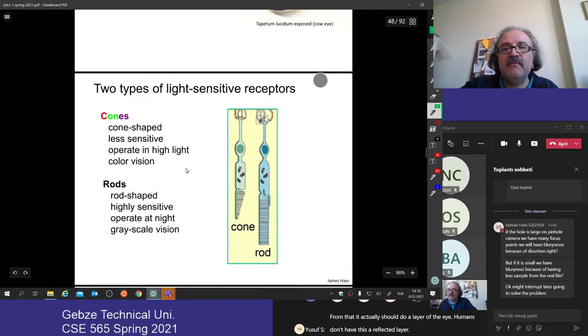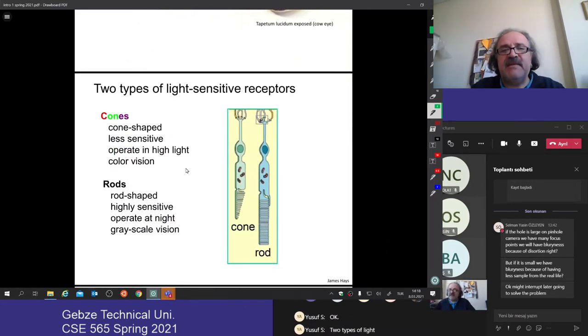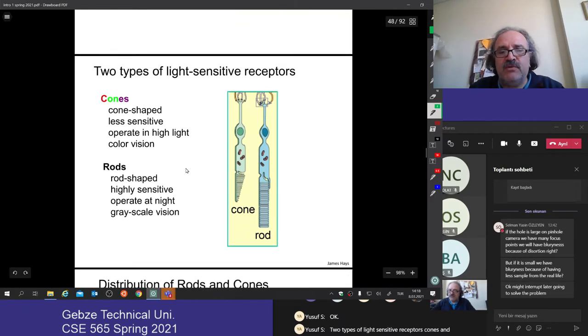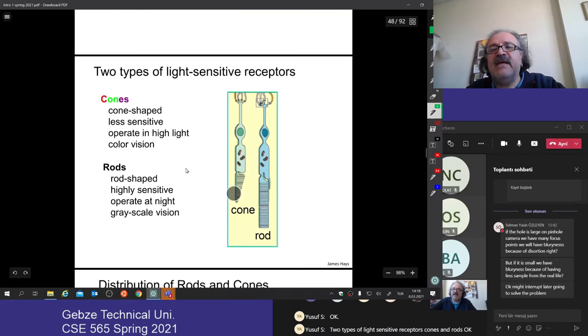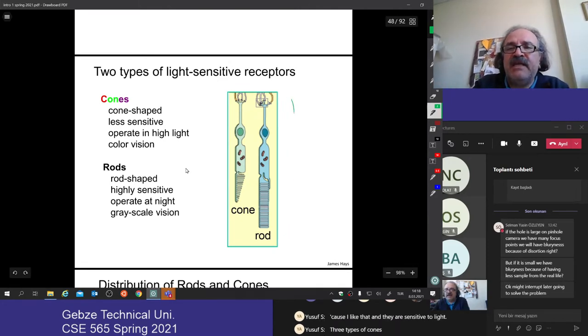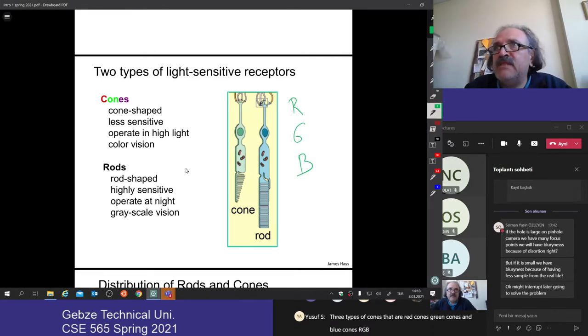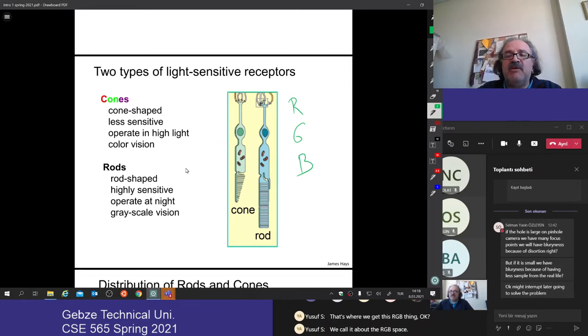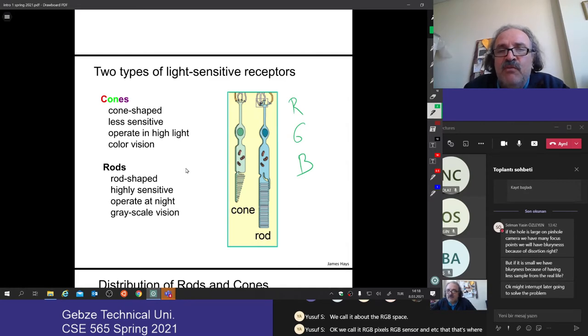Okay. Two types of light sensitive receptors, cones and rods. Cones are like that, and they are sensitive to color. Three types of cones. There are red cones, green cones, and blue cones, RGB. That's where we get this RGB thing. We talk about the RGB space. We call it RGB pixels, RGB sensors, and so on. That's where we get it. The human eye works with RGB. We see red, we see green, and we see blue.